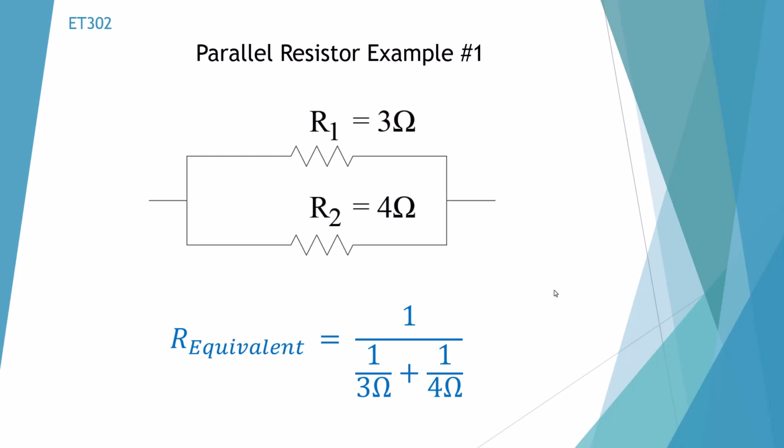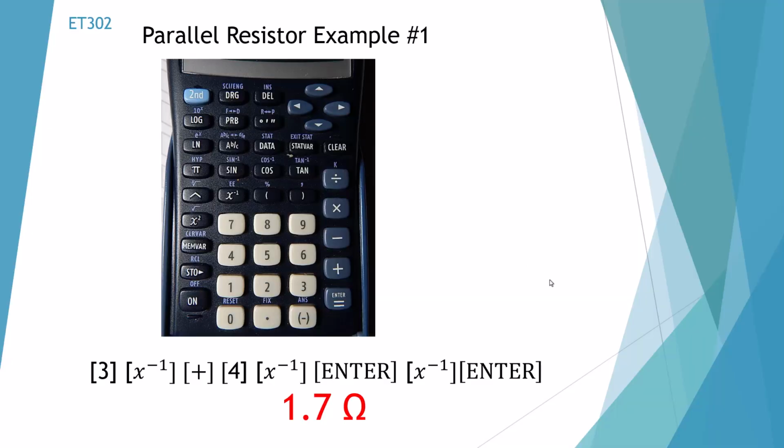Here's our first example of parallel resistors. We have a 3 ohm and a 4 ohm, and you notice they're in parallel. I put the numbers into our formula. Here I'm showing the keypad of our calculator, and I'm going to show you how to do the parallel resistor example. We push the 3 key, inverse key, x to the minus 1, plus 4, inverse, x to the minus 1, enter. We do inverse again, and then enter, and we come up with 1.7 ohms.